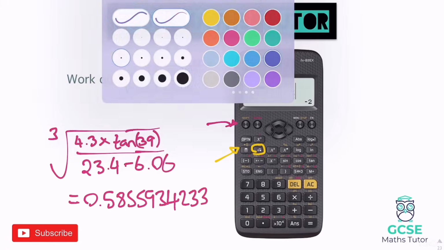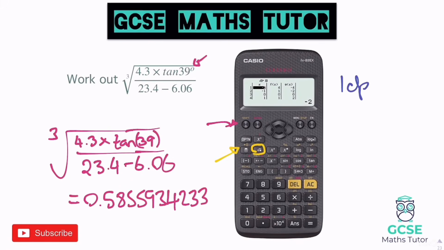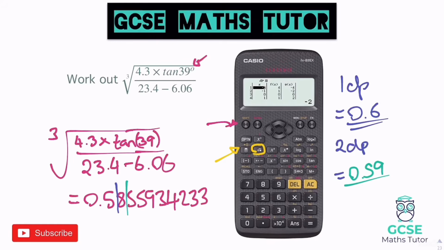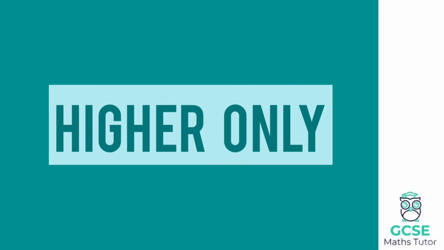So if we were to round this to 1 decimal place, we could chop that after the 5 there. So 1 decimal place would round up to 0.6. If we had this to 2 decimal places, let's have a think. After 2 decimal places, it would chop it after the 8, and it would be 0.59 because it's a 5 after that one. Okay, so you could have different ways of rounding this, but just make sure you write down all the digits on your calculator display before actually rounding anything.